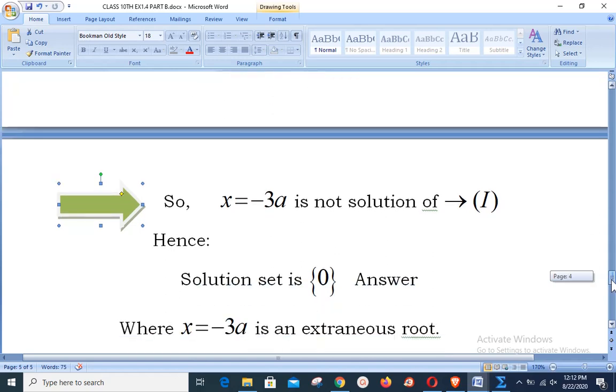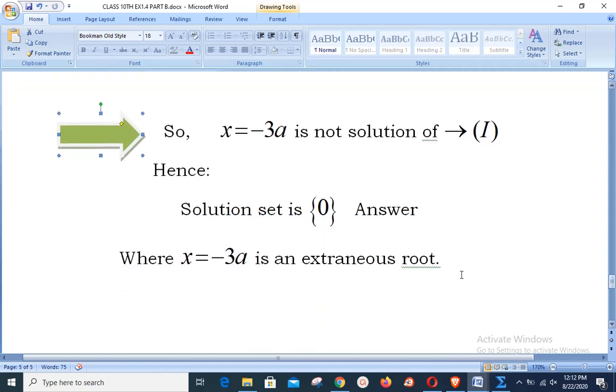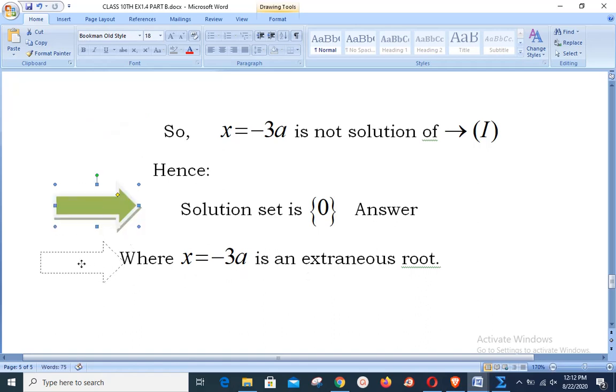Hence our solution set is 0, and x is equal to minus 3a is considered as the extraneous root. Already told you that the root which does not satisfy the given equation is known as an extraneous root. So our solution set contains only one element, 0, that satisfies our equation number 1.